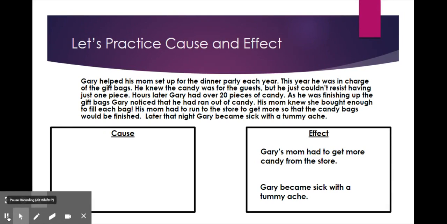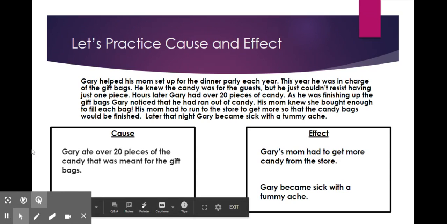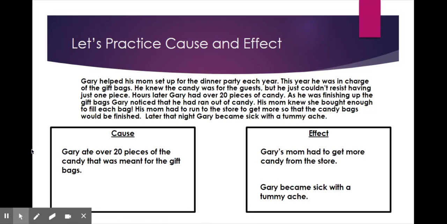Gary's mom had to get more candy from the store, and Gary became sick with a tummy ache. Why did these things happen? These things happened because Gary ate over 20 pieces of candy that was meant for the gift bags.